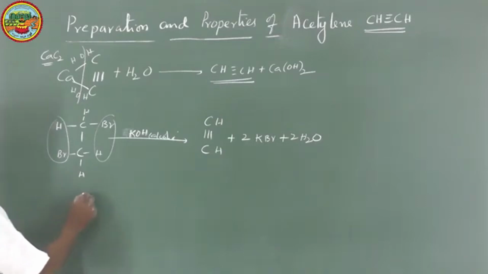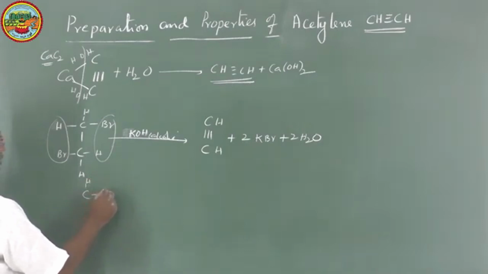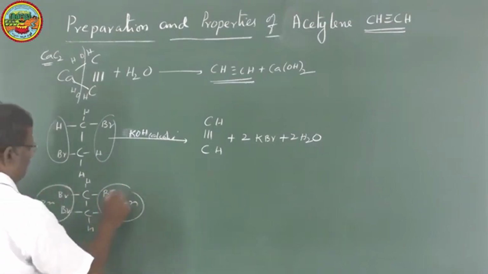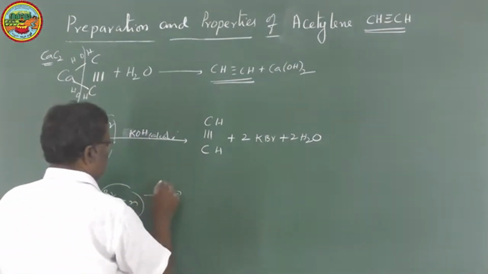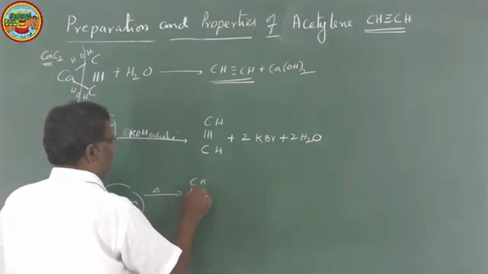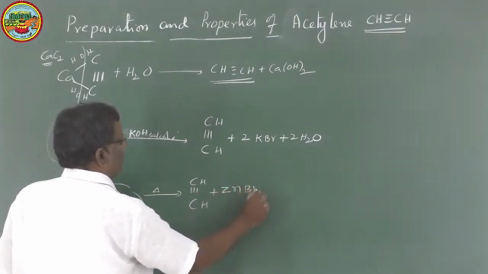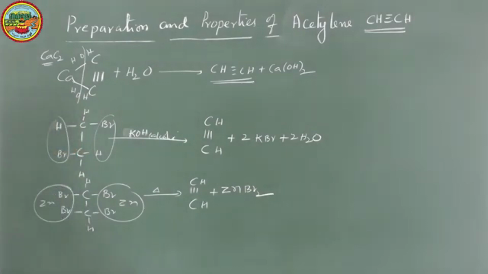Similarly, 1,1,2,2-tetrabromoethane, when heated with zinc dust, will give us CH triple bond CH plus 2 ZnBr2. This is another important method of preparation of acetylene.